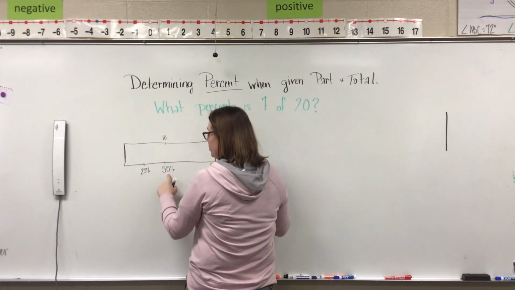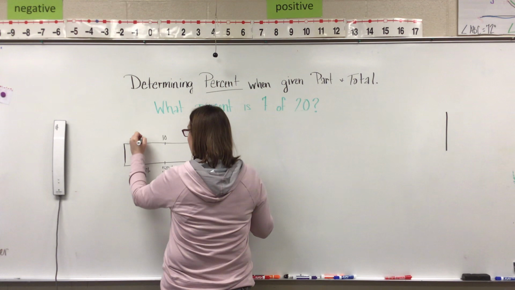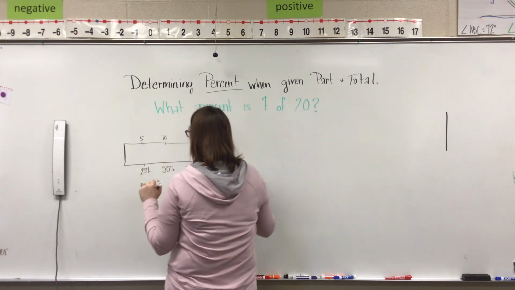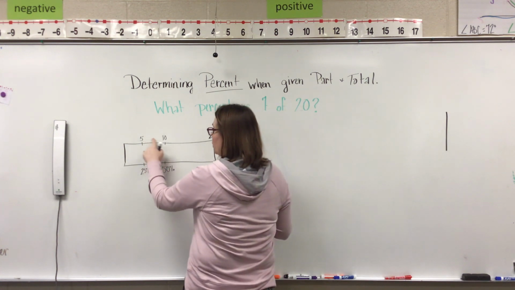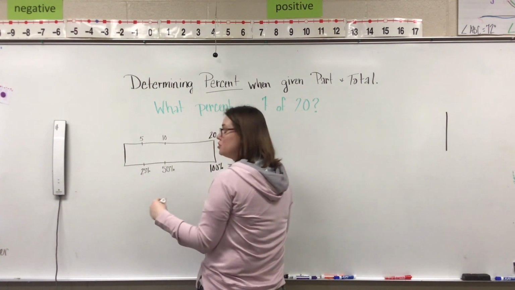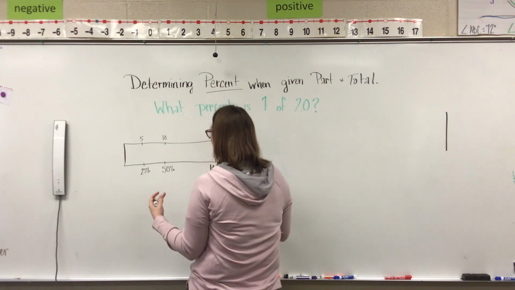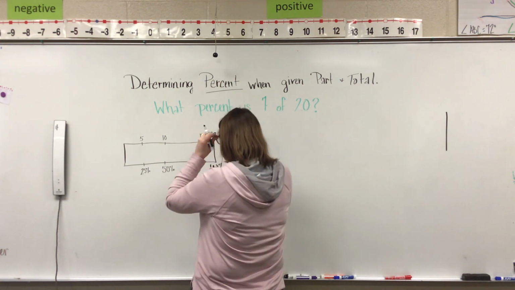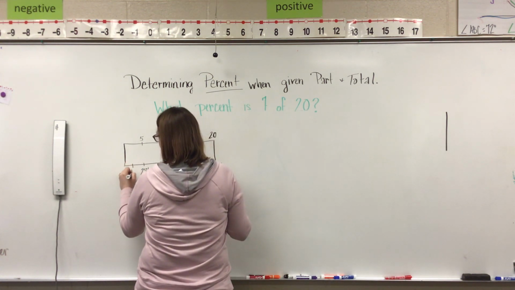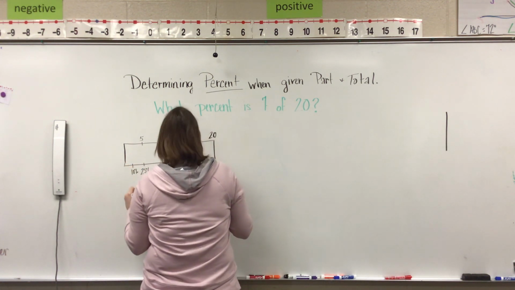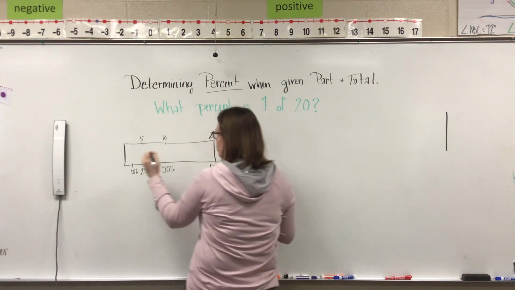So I halved 50 to get 25, so I'm going to halve 10, and I have 5. So what I know now is that 7 would fall somewhere between here. So I know my answer is going to be between 25 and 50%. I still don't have quite enough information, so if I find 10% of 100, remember, I come over here and I move my decimal one place to the left, so I have 2.